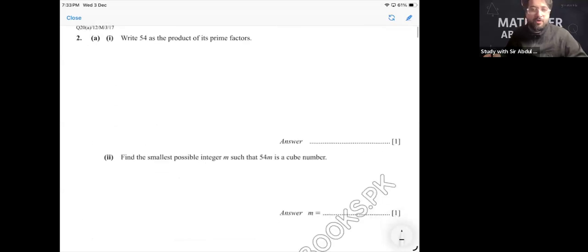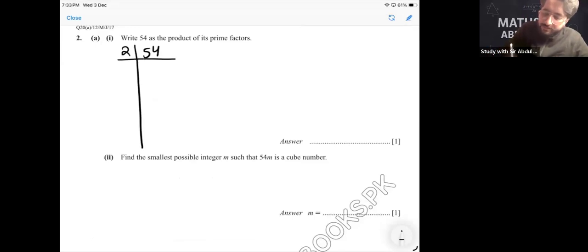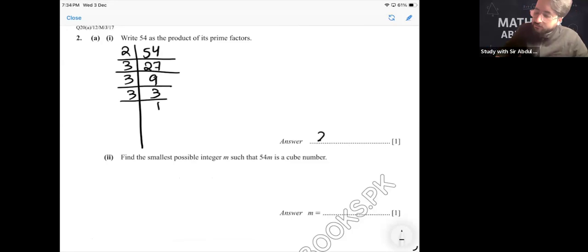Okay. Write 54 as the product of its prime factors. So let's write 54 as the product of its prime factors. Half of 54 is 27. 3 times 9 is 27. 3 threes are 9 and 3 ones are 3. So the answer is 2 times 3 cube. That is my final answer for 1 mark.